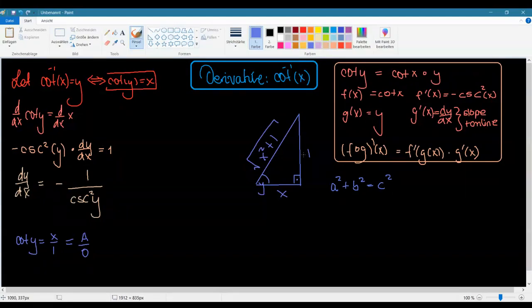So what I did here, because these are a and b, 1 squared plus x squared equals something we don't know squared, I just took the root of them. So that's how I got that length.